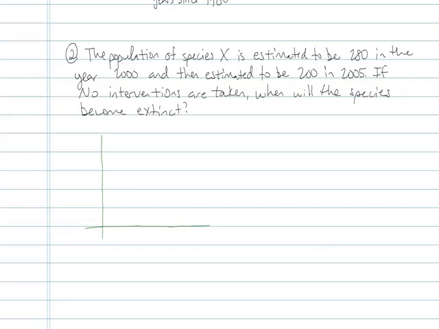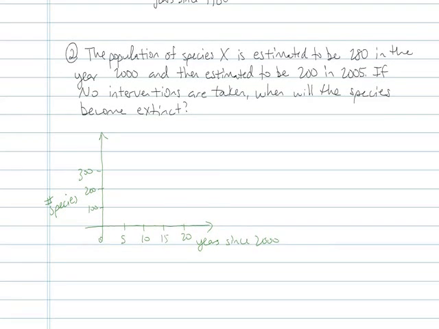It doesn't ask you to make a graph, but if you're a visual learner like me, it might help you to sketch what this looks like visually. So I have number of species. I chose to skip by 100s because my number of species goes up to 280. And then on my horizontal axis, I'm going to call that years since 2000. So that year 0 would be 2000, and then year 5 would be 2005, year 10 would be 2010, 2015, etc.